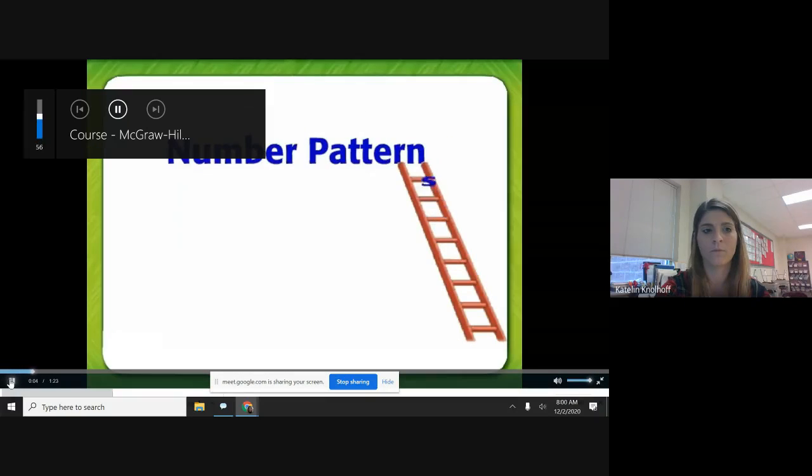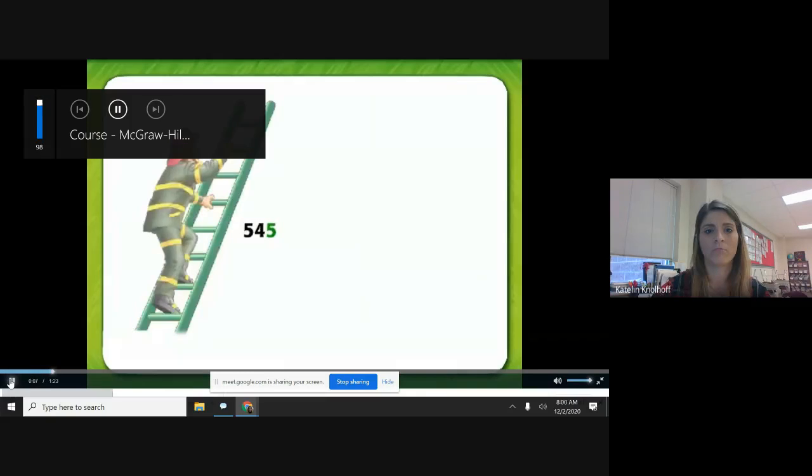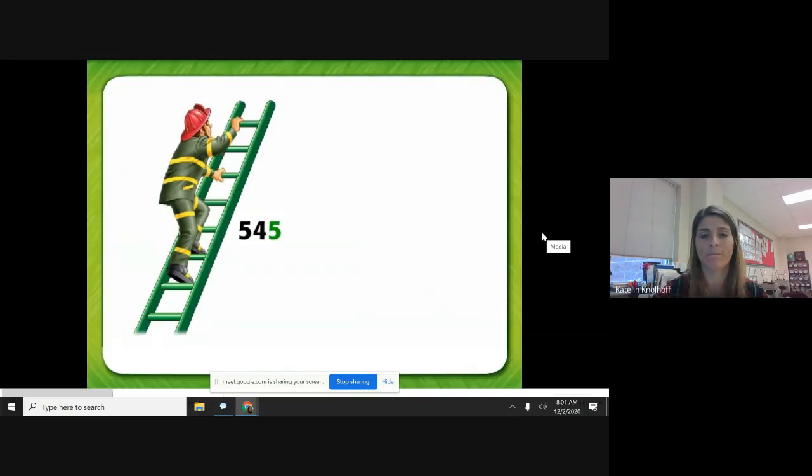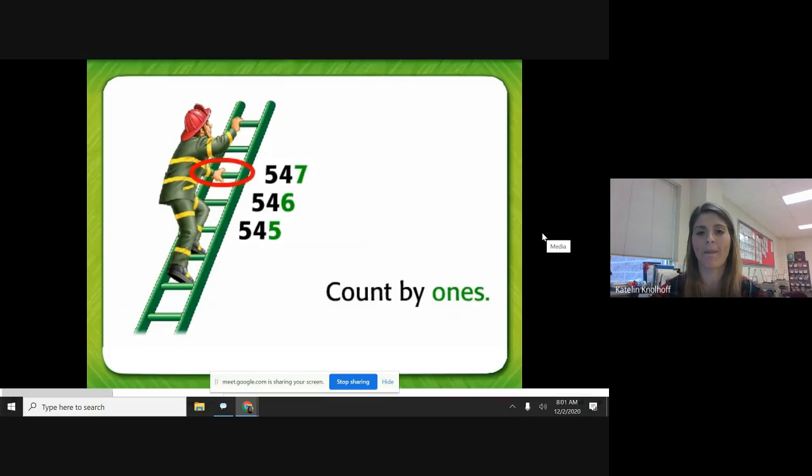Number patterns. Sometimes firefighters need to use ladders. To get where they need to be, they go up the ladder step by step. We're going to use a ladder to help us count. We'll go up each step one at a time as we count. Number patterns can help you count. Let's look at an example. In this pattern, we count by ones. 545, 546, 547, 548. Each number is one more.